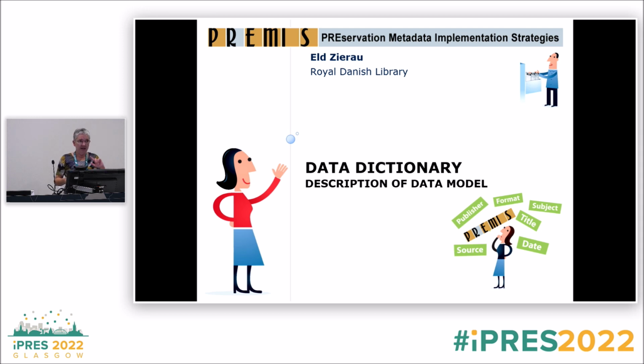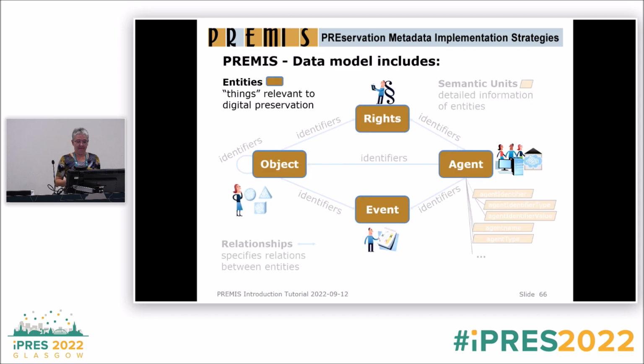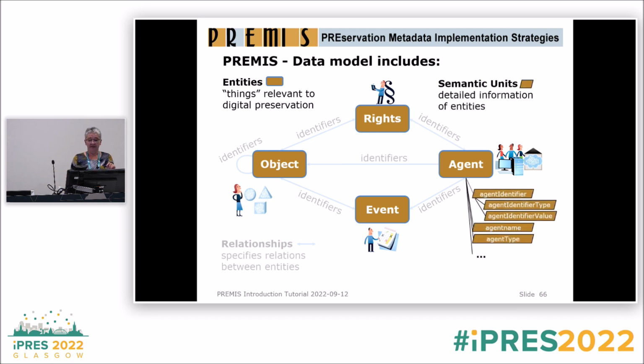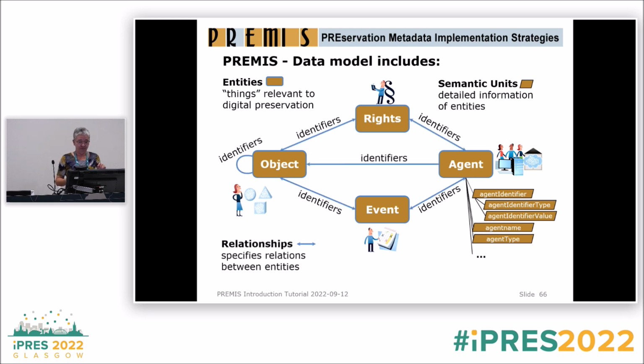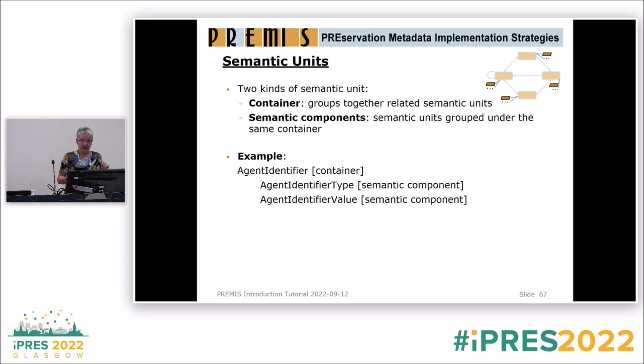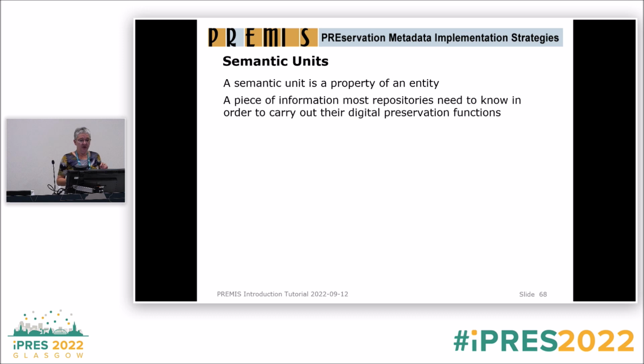Right. Now we're going into the data dictionary in detail. We have talked a little about the entities, and we're going a lot more into the semantic units and the relationships. So, semantic units. A semantic unit is a property of an entity. It's telling something about the entity. So it's a piece of information that you may need for your repository, that somebody has experienced was needed, but others may choose not to have. But it's to carry out your digital preservation functions.